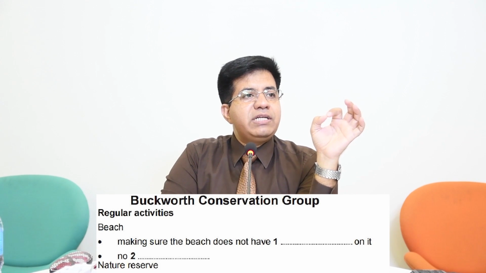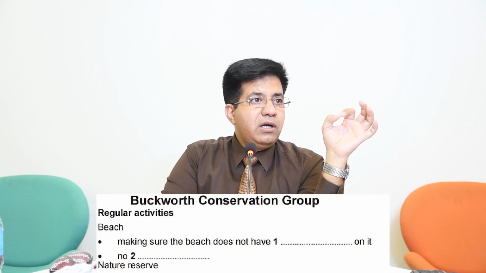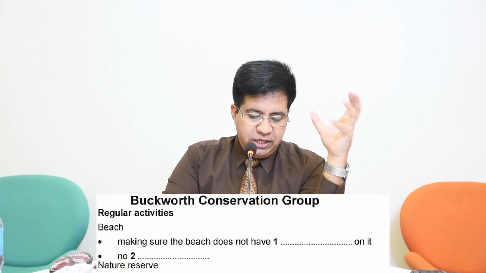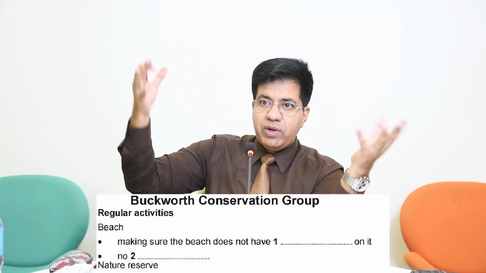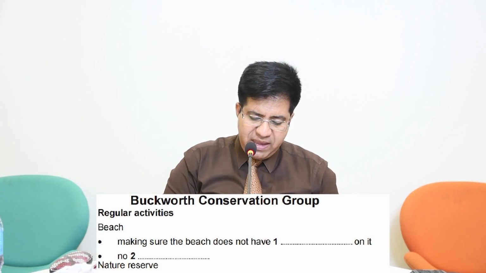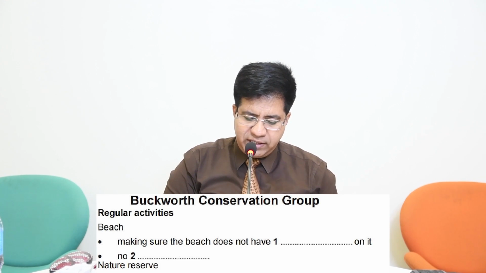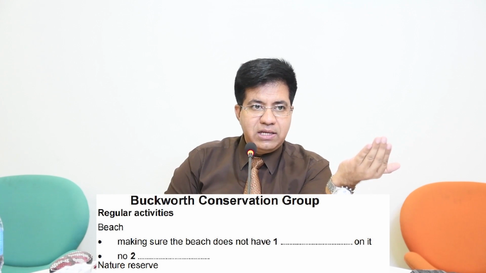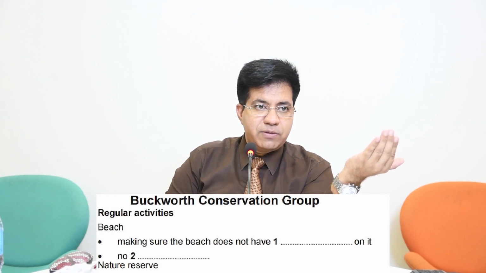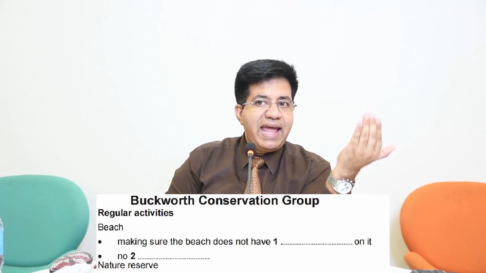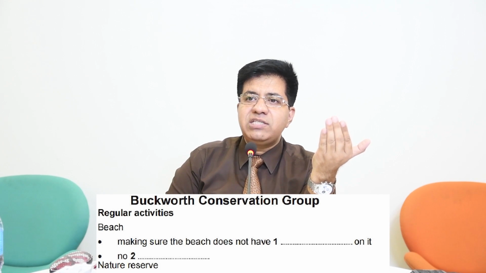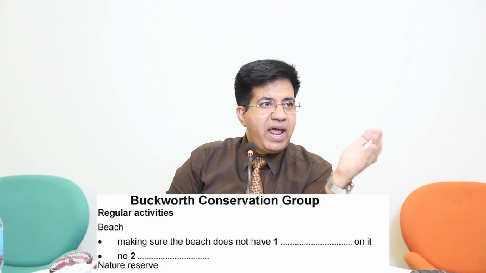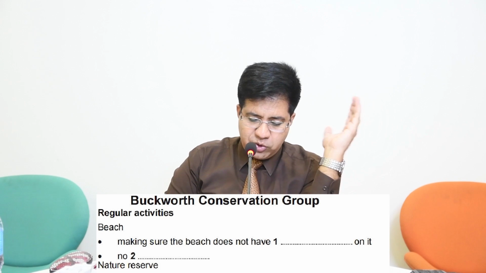And in regular activities, the first thing is beach. Now, your visualization, your imagination is going to help you a lot. If they say beach, if you imagine beach, you can understand the situation. There they say making sure the beach does not have dash on it. Now, you need to make sure that something is not present on the beach. It can be, for example, beach does not have garbage on it. Beach does not have trash on it, trash, garbage or anything like that. Okay, so this is the first point.